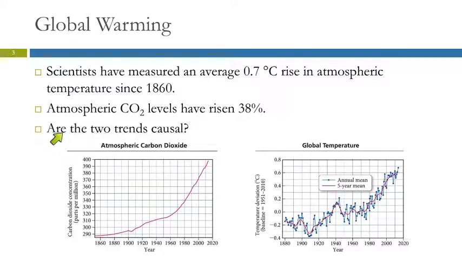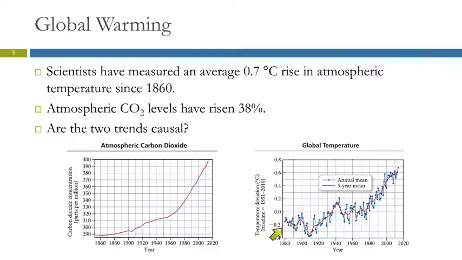Now, one of the questions is, are these two trends causal? Meaning, does the increase in CO2, has that caused the temperature to rise? Has the temperature rise caused the CO2 levels to rise? Or is it just a coincidence that they're both going up? So if we look at carbon dioxide concentrations, we see that it's gone up from below 290 parts per million to around 400.